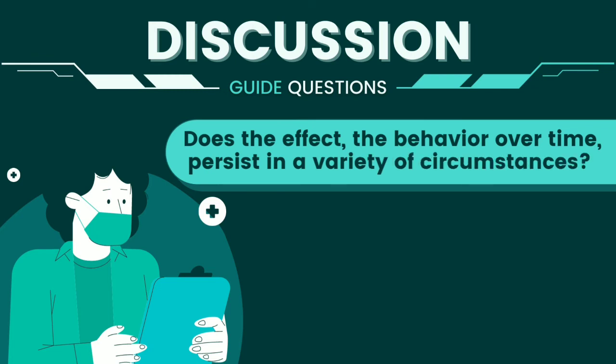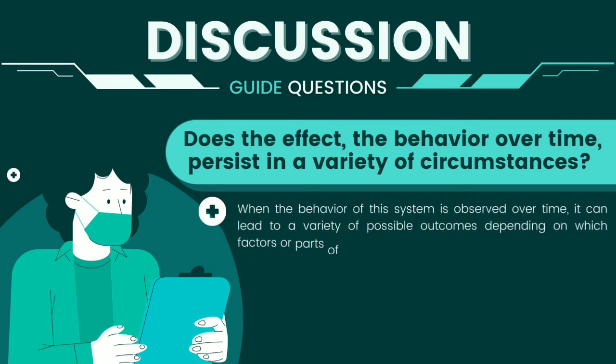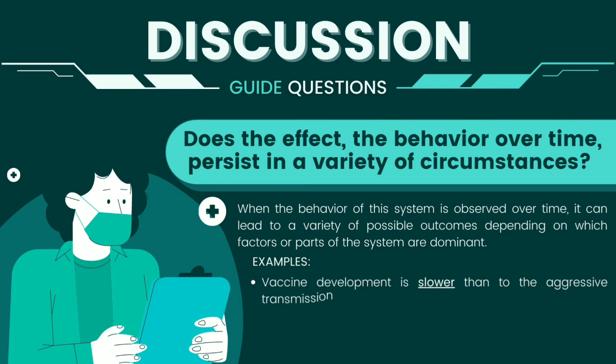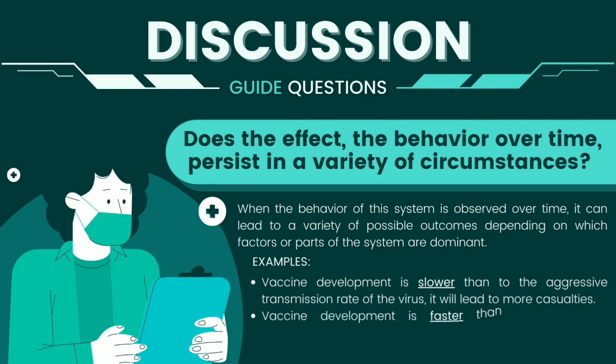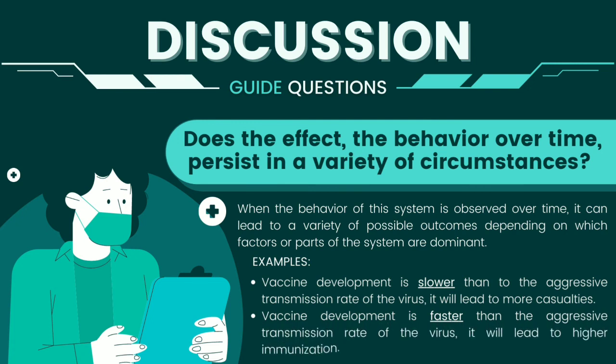Our model features COVID-19, which is timely, and the behavior of this system, when observed for an extended period of time, can lead to various possible outcomes depending on which factors or parts are dominant in the system. An example of an outcome of the system is when the vaccine development is slower compared to the aggressive transmission rate of the virus, leading to more casualties within the community. Meanwhile, the opposite of the previous outcome could be achieved as a result of a faster rate of vaccine development, creating higher immunization within the community that can block the transmission cycle of the virus.